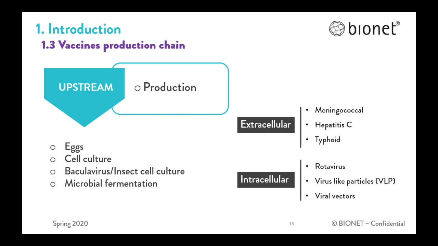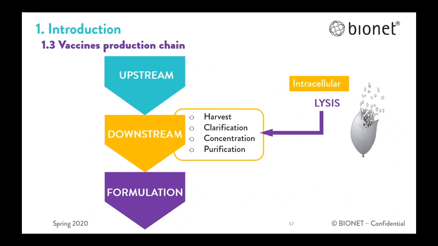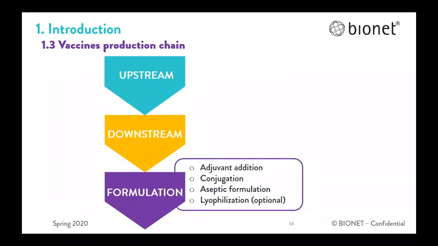Once the culture or fermentation is finished, the product has to be harvested, entering the downstream area. In the case of intracellular compounds, a lysis step has to be included before clarification in order to break the cell and release the target molecule. TFF is the best alternative for clarification, concentration, and purification steps. Finally, the formulation section collects several steps with the final target of preserving and stabilizing the vaccine and potentiating the immune response.